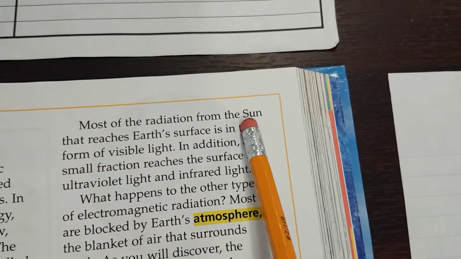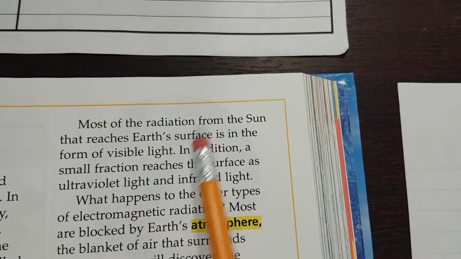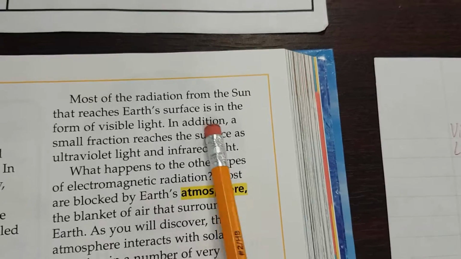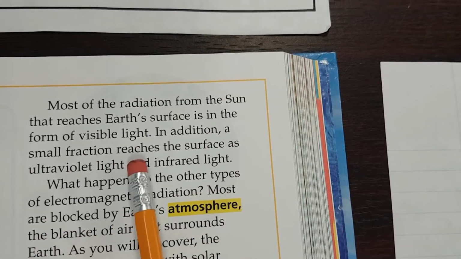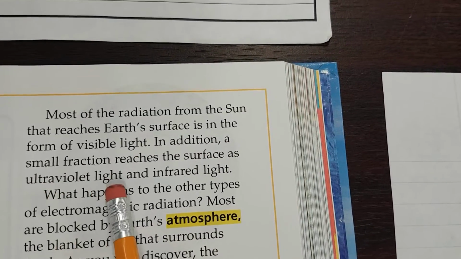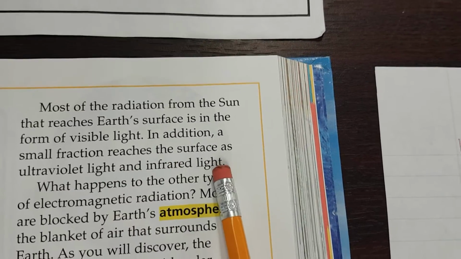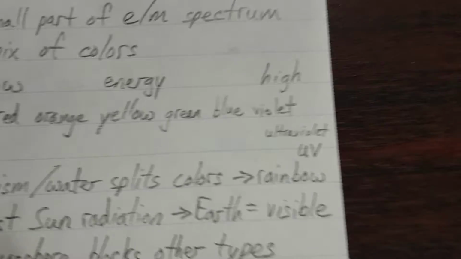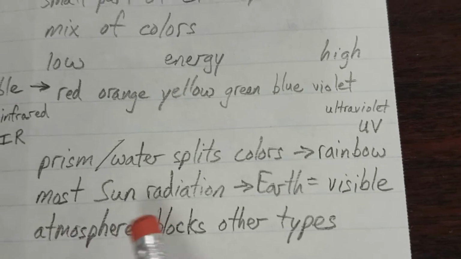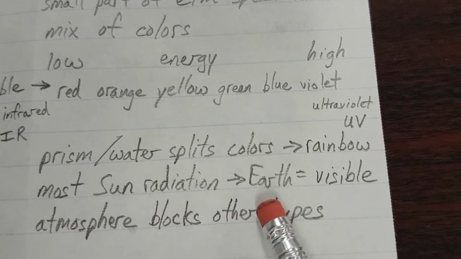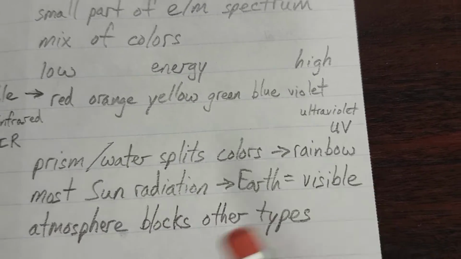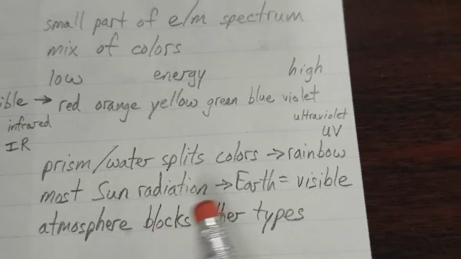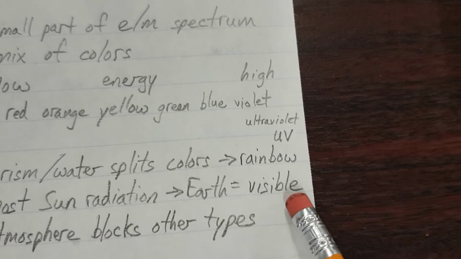Most of the radiation from the sun that reaches Earth's surface is in the form of visible light. In addition, a small fraction reaches the surface as ultraviolet light and infrared light. Okay, so most sun radiation, arrow, Earth, equals visible. Most of the sun's radiation that reaches the Earth is on the visible spectrum.